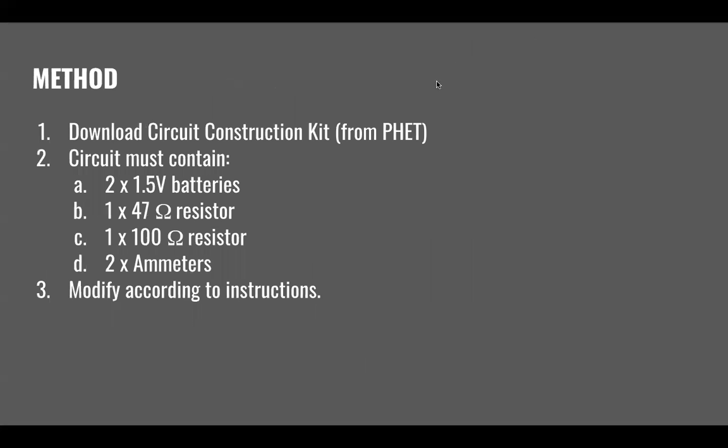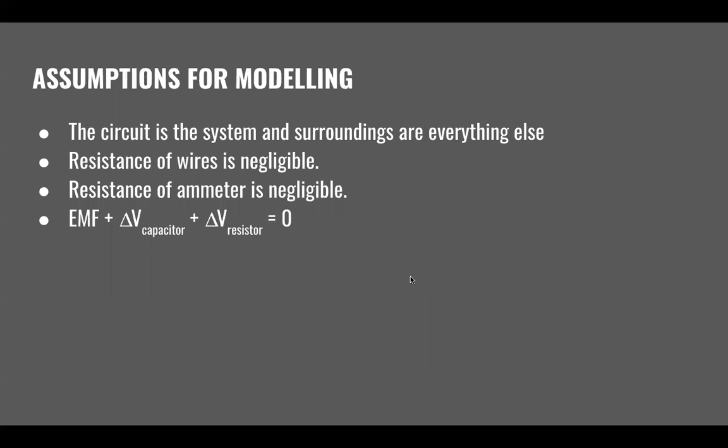Part one includes open and closed circuits, and I followed the following steps. The assumptions for the model are that the circuit is a system and the surroundings are everything else. The resistance of wires and the resistance of the ammeter is negligible. Following the loop rule, the sum of potential differences, the EMF plus delta V capacitor plus delta V resistor, is equal to 0.